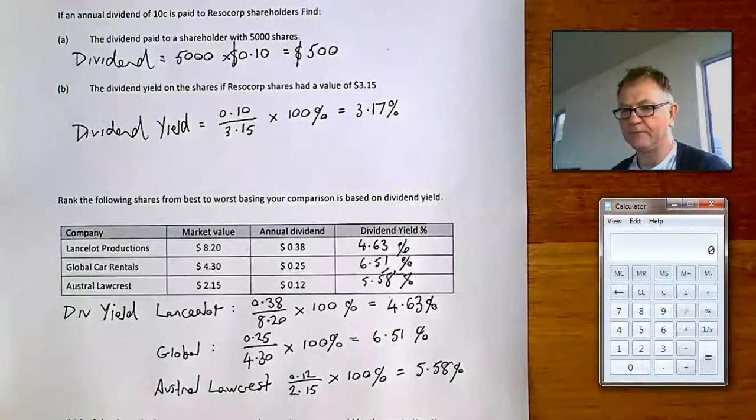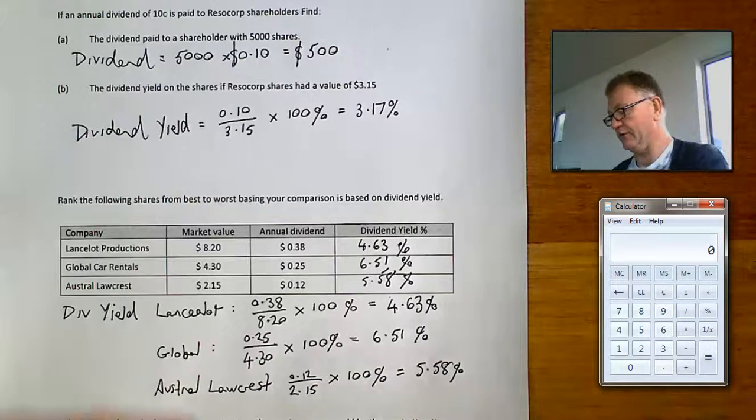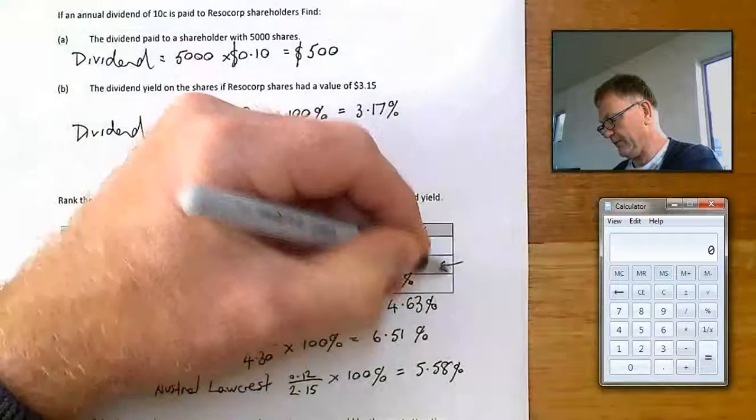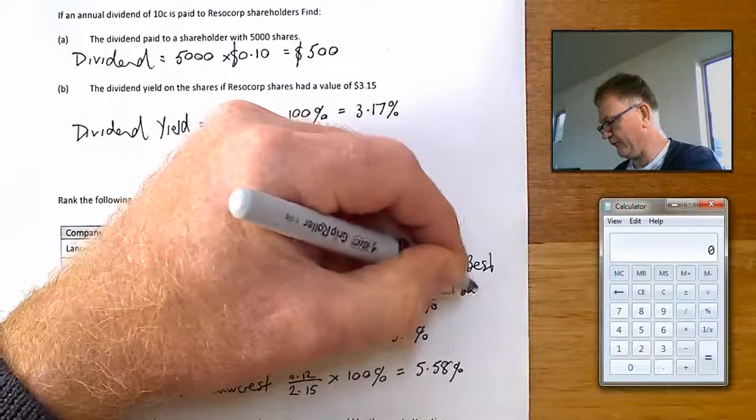Which is best? Well, when we're talking about dividend yield, bigger is better, because what it means is you're getting a large dividend for the price of the share. The one which gives the best is Global Car Rentals. This is the best based on dividend yield.